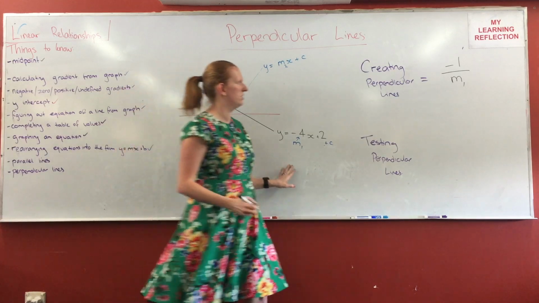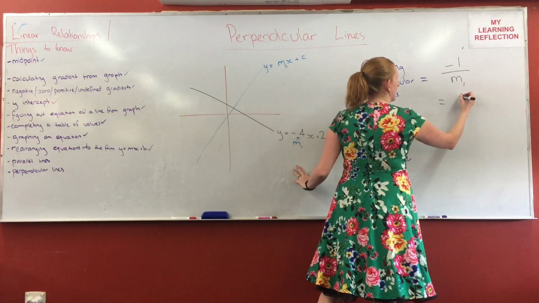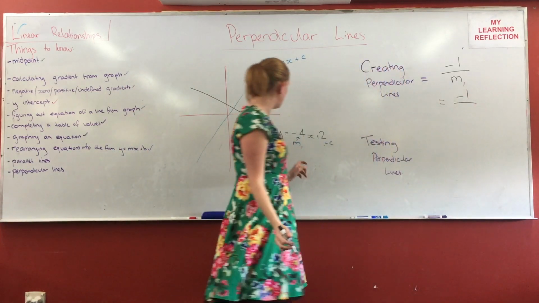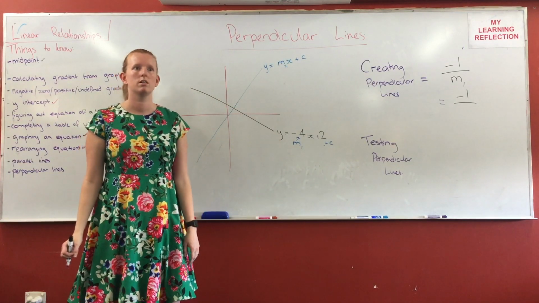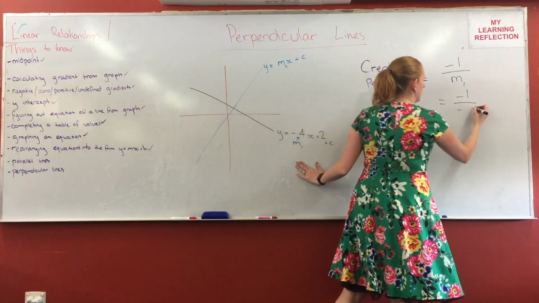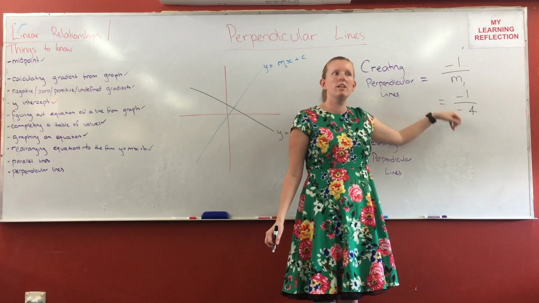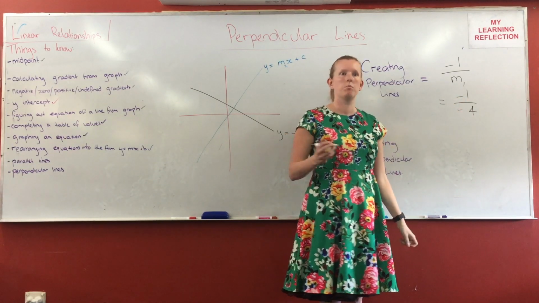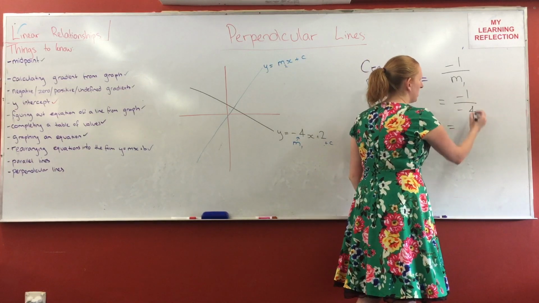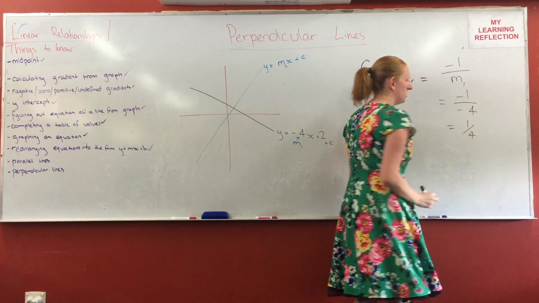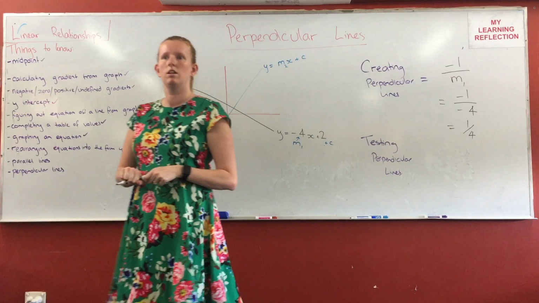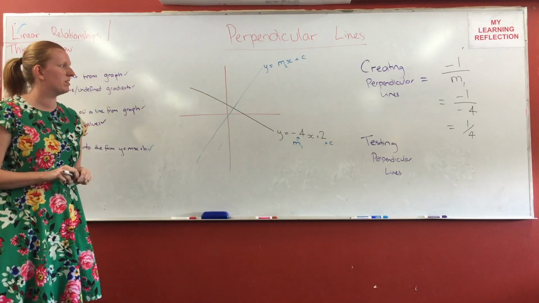I take my m and I put negative 1 on top. Okay. So it's going to be negative 1 over, what's my m here? What's my m1? Negative 4. Great. 2 negatives give me a positive, so this becomes 1 over 4. Have I lost anyone?